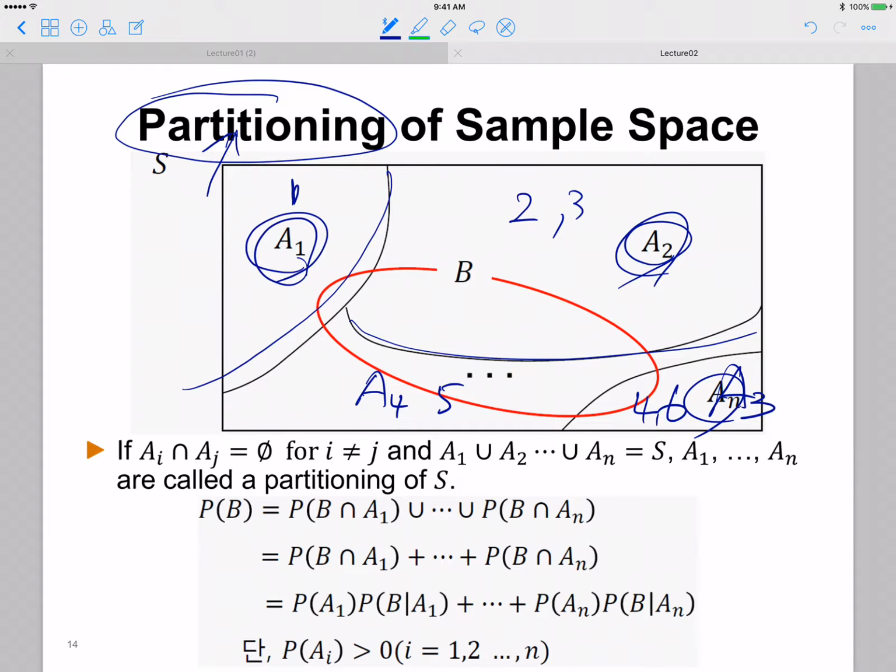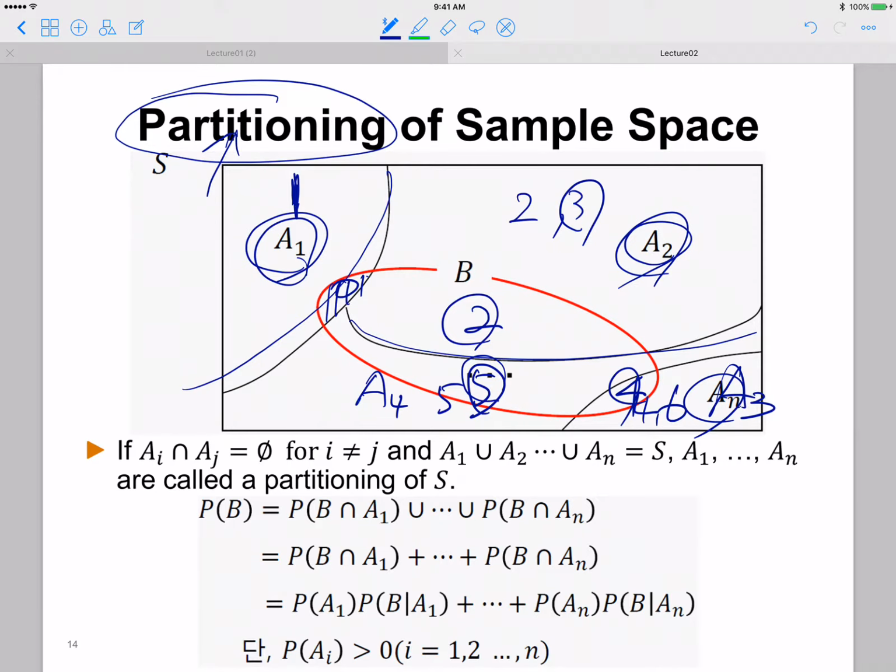Okay. In this case, let's now consider another type of event called B. Then E is now represented like this. Then we have 5 and maybe 2 here, and then 3 here, and then maybe 4 here, and then 1 is here, and then this part is 0. So B is another event that contains 2, 4, 5.